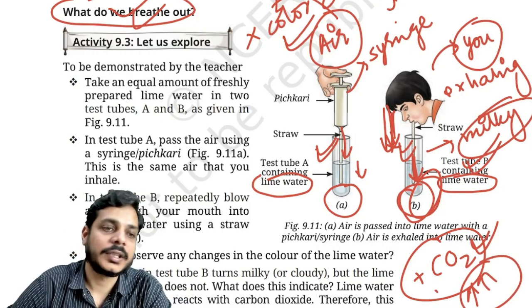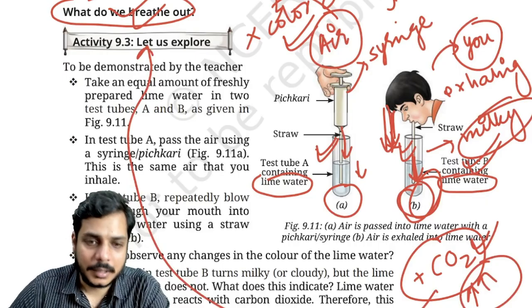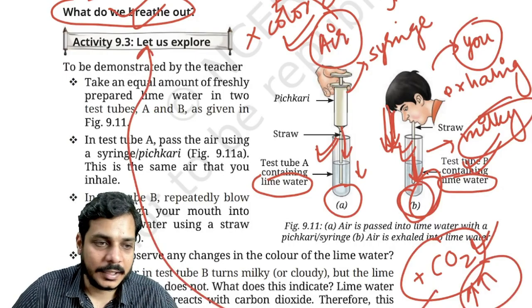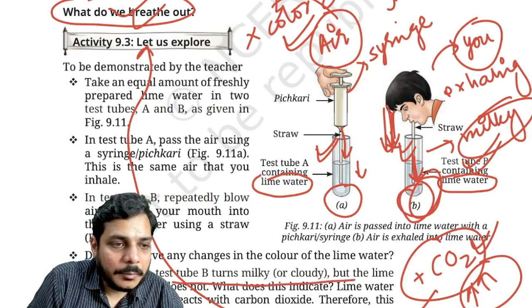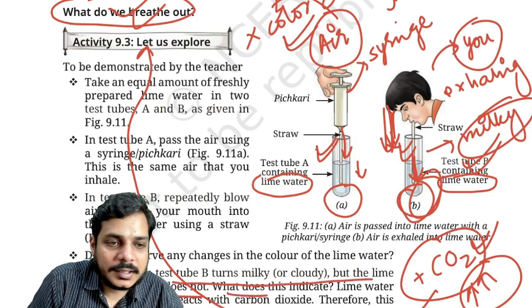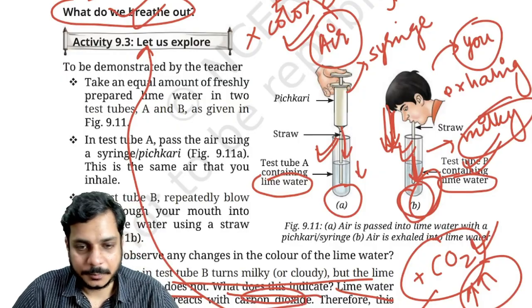So this answers our question: what do we breathe out? It is mostly composed of carbon dioxide. That is, there is some amount of carbon dioxide in it. So lime water in test tube B turns milky, but the lime water in test tube A does not. What does this indicate? Lime water turns milky when it reacts with carbon dioxide.